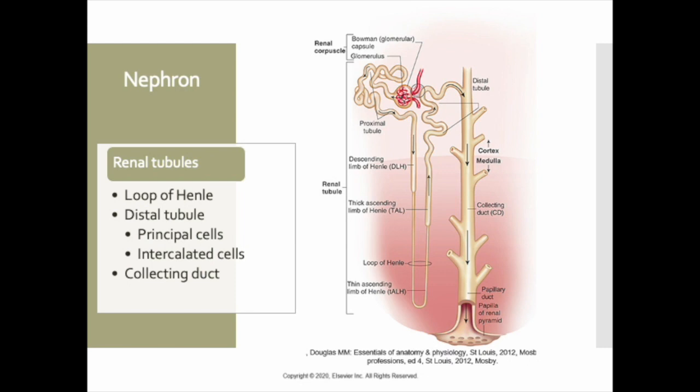Now we have this thin ascending area. So ascending means going up. And this is still part of the loop of Henle, but now it's moving towards the upper part of this renal tubule, and it's going to start to narrow in. And this area is composed of thin squamous cells. So there's no transport function in this area at all.